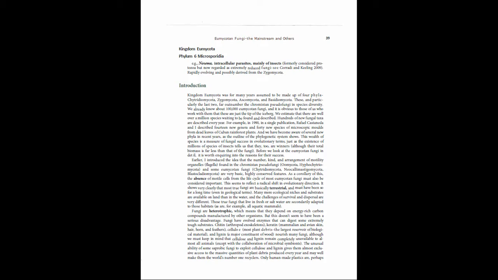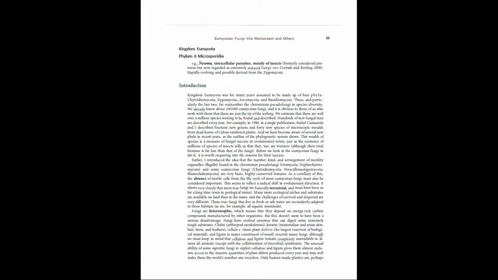Introduction. Kingdom Eumycota was for many years assumed to be made up of 4 phyla: Chytridiomycota, Zygomycota, Ascomycota, and Basidiomycota. These, and particularly the last 2, far outnumber the chromistan pseudofungi in species diversity. We already know about 100,000 Eumycotan fungi, and it is obvious to those of us who work with them that these are just the tip of the iceberg. We estimate that there are well over 1 million species waiting to be found and described.